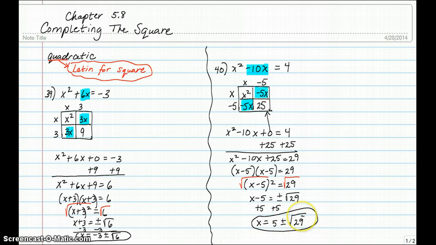Again, one of the benefits of completing the square when you have quadratics is that it's a lot faster. And let me come up here to this title and go ahead and write completing the square quadratics. It's a lot faster usually than using the quadratic formula.